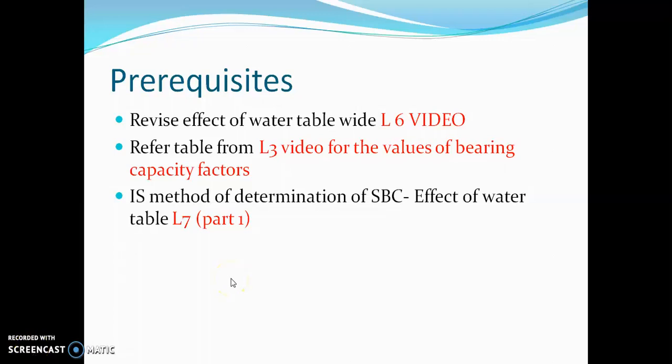Hi, so continuing with numericals based on determination of bearing capacity. This is my second video, and here we are going to discuss some typical numericals on the effect of water table on determination of bearing capacity.